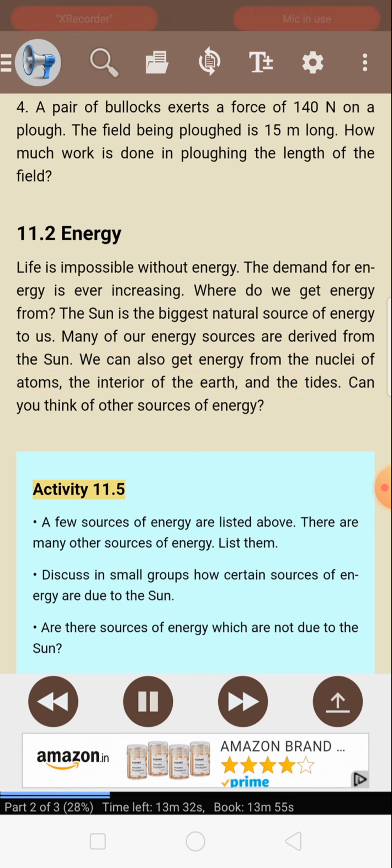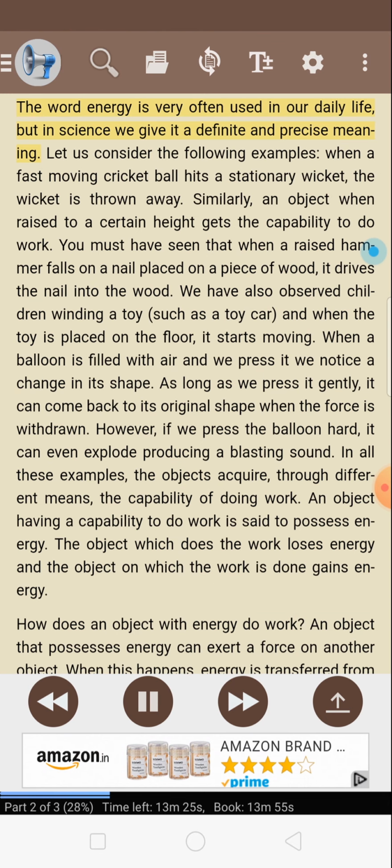Activity 11.5. A few sources of energy are listed above. There are many other sources of energy. List them. Discuss in small groups how certain sources of energy are due to the sun. But there are sources of energy which are not due to the sun. The word energy is very often used in our daily life, but in science we give it a definite and precise meaning. Let us consider the following examples.